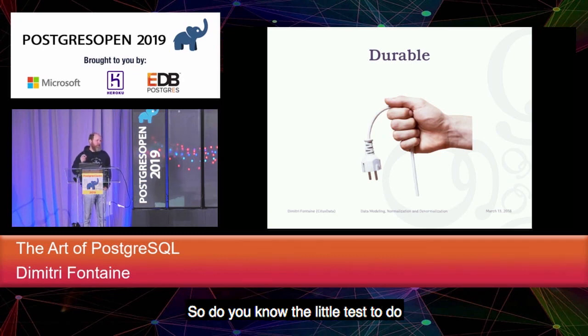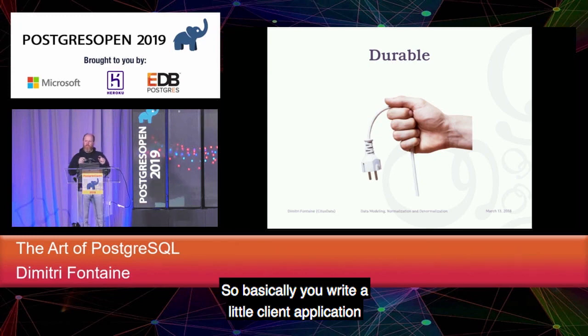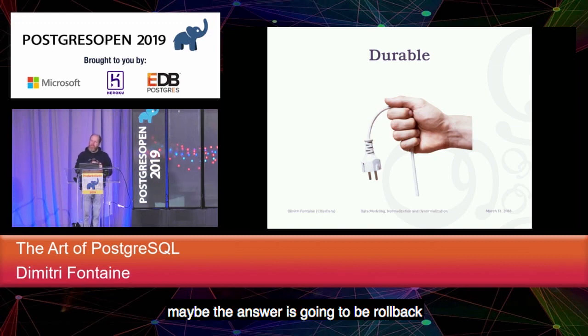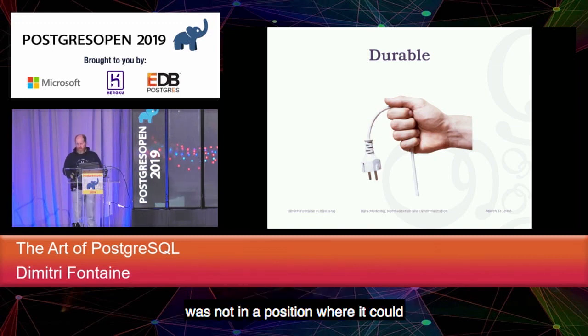So do you know the little test to do with the power socket plug? So basically, you write a little client application that will only do inserts, for example. And you count how many times you got the commit message back from Postgres. Remember that when you say commit, maybe the answer is going to be rollback, okay? Because there was a problem. PostgreSQL was not in a position where it could actually implement the commit.